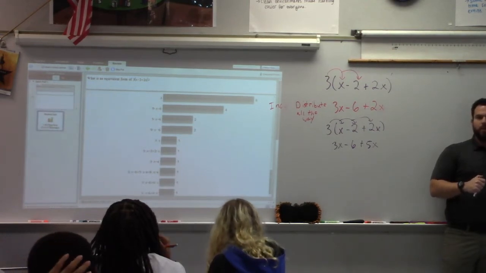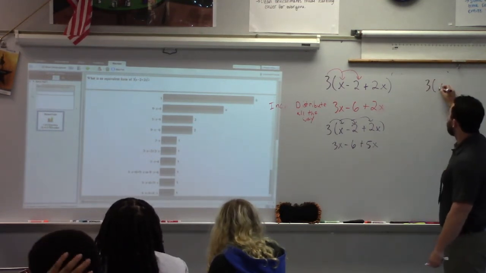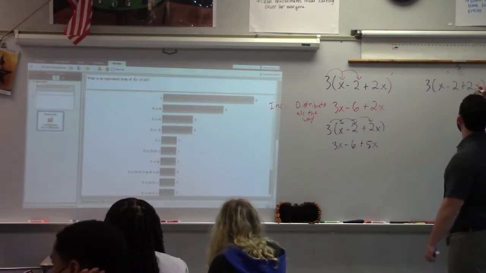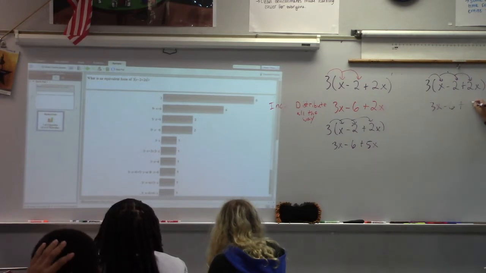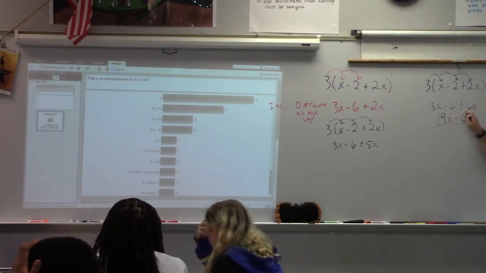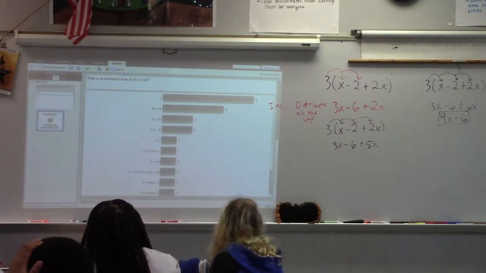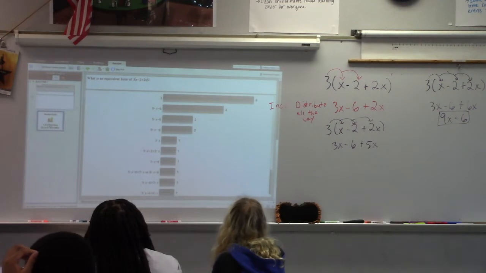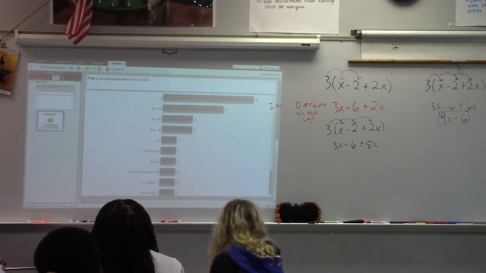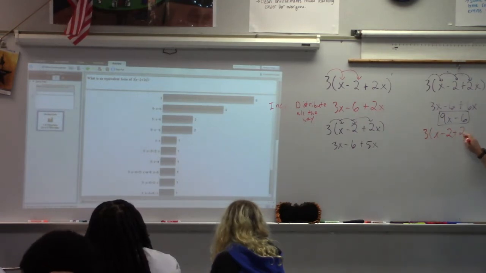Okay. Now, there's 2 things to be aware of. One correct way is that you could have distributed all the way through. Since that's what I saw a lot of people doing, let's go ahead and do it. 3x minus 6 plus 6x yields what? 9x minus 6. That was a correct distribution all the way through and would have gotten you to the correct answer. Okay? But there is a second way to have done this problem. Does anyone know a second way to do this?